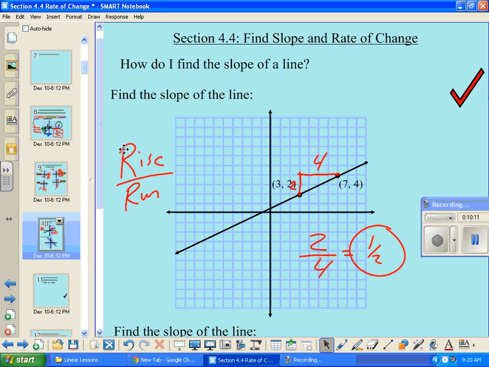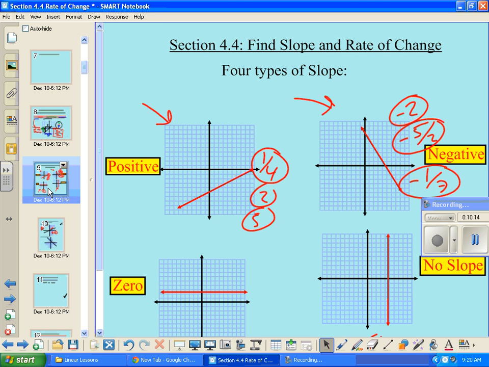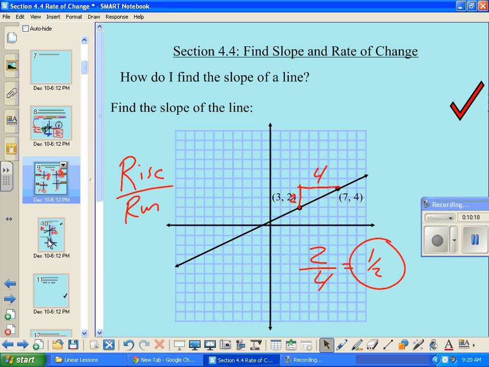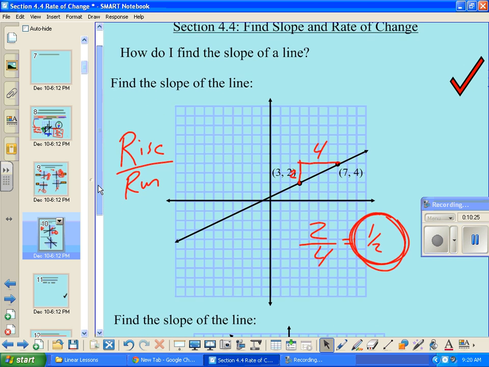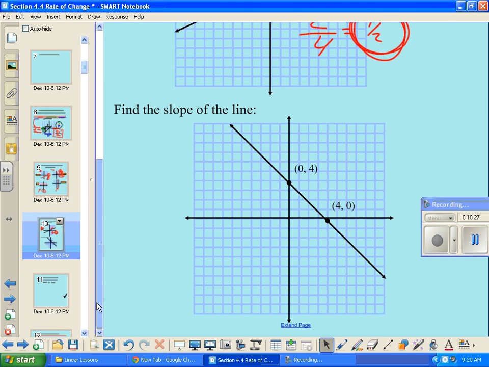Again, it makes sense that this is a positive slope line like we talked about on the previous page. It's going up and to the right. So what do you know? My answer was a positive answer, so that should always make sense. Well, how would I get a negative slope line or a negative answer? Well, I'll show you that here.